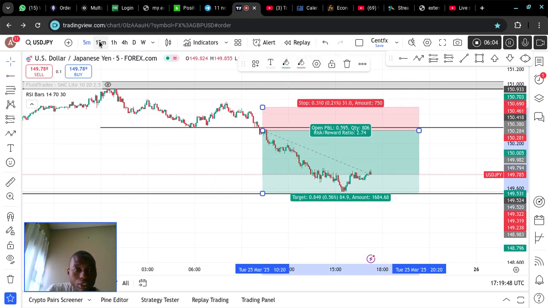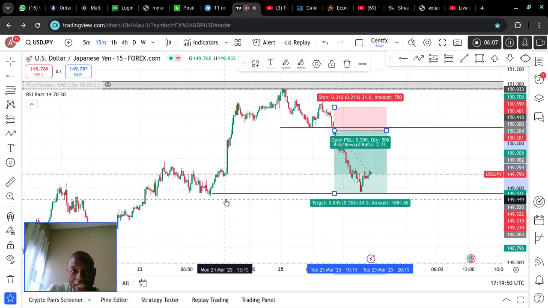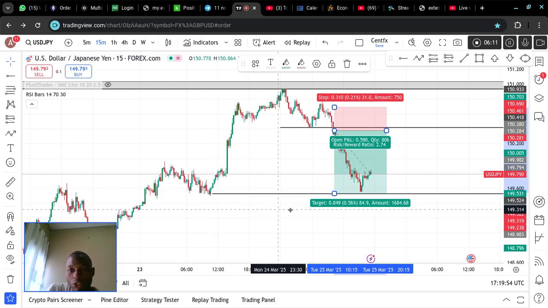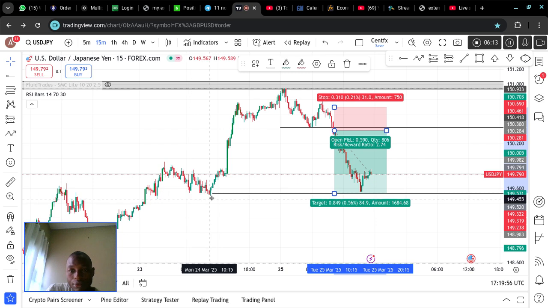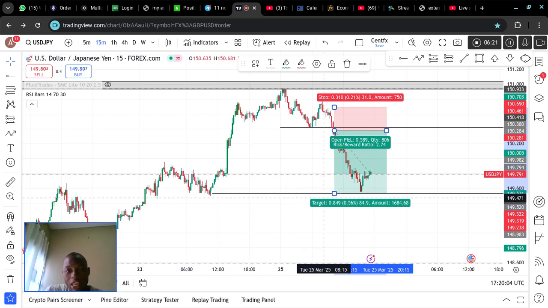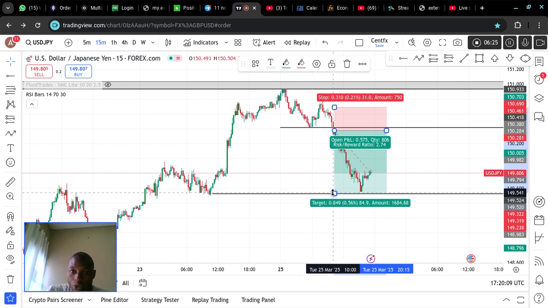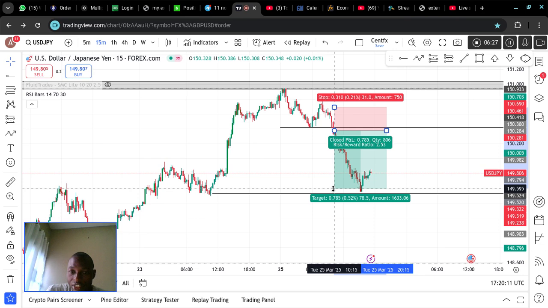From this point, I was targeting my next support that turns to resistance. So this was my target from here. But I could not put it exactly at that point, because I have to be out of the market before the market gets to the point of target. So this was where I put my take profit, about 78 pips.